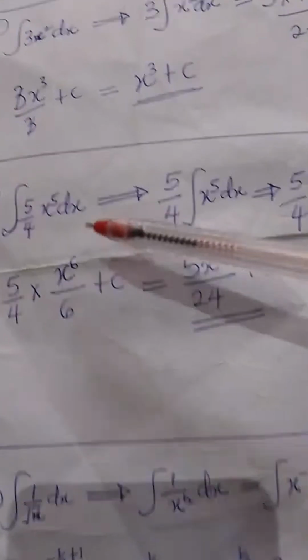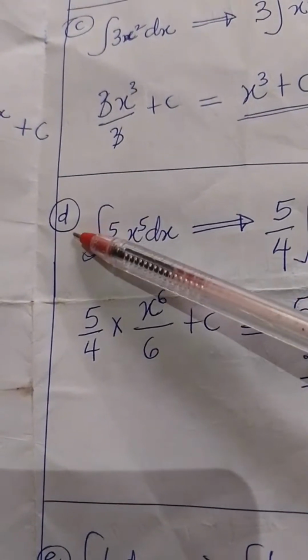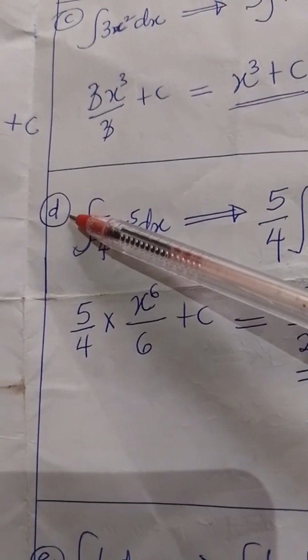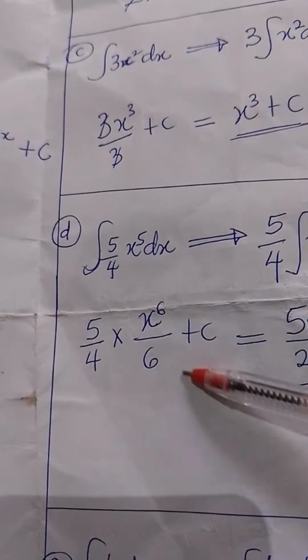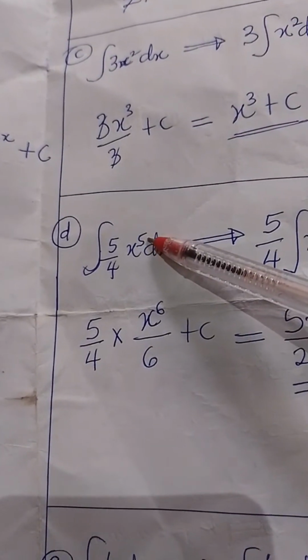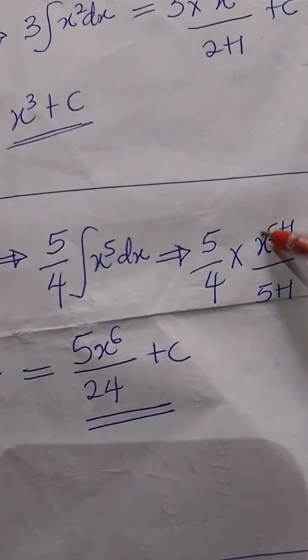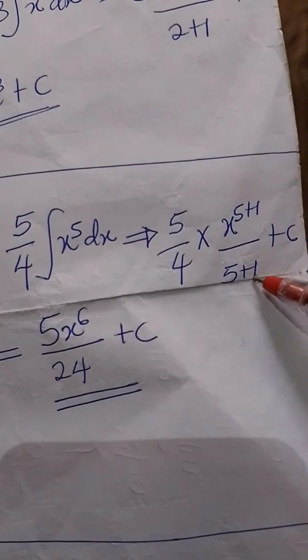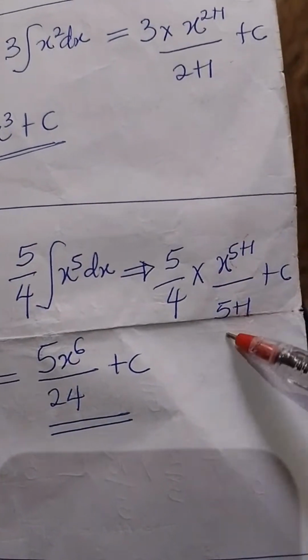For the next one, you can bring this number to the back of the integral sign. So what do you do? You integrate this. You add 1 to the power. When you add 1 to the power, then what will happen? You take everything and divide. So that will be 6: x raised to the power 6 divided by 6.